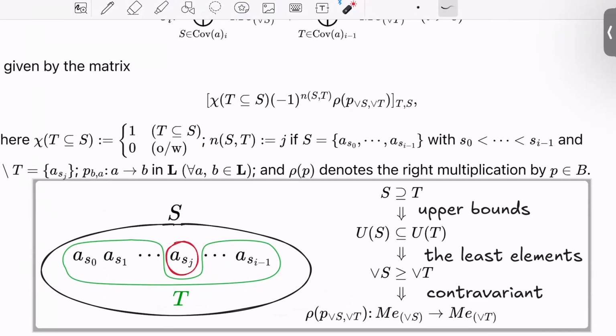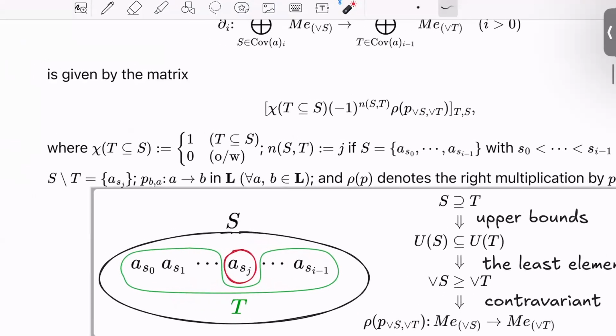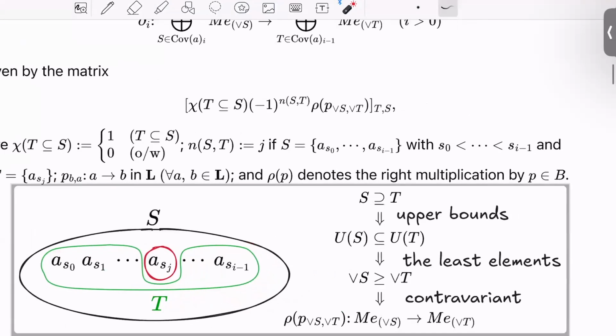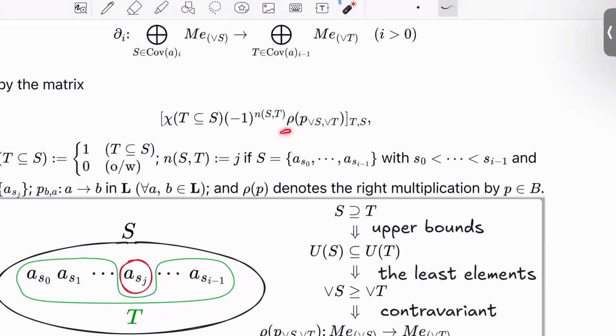Here it is omitted, but as a poset, L is regarded as a category, and we have a unique morphism from A to B if A is less than or equal to B. It is denoted by p_BA, from right to left. This is an element of the incidence algebra of L, namely B. And rho means right multiplication by the element of B.